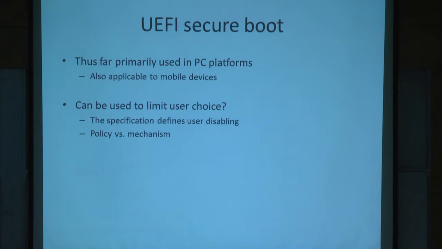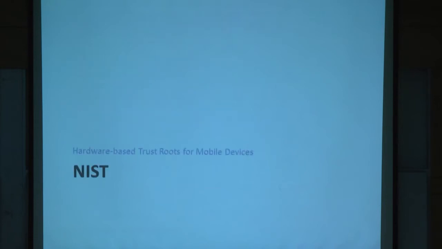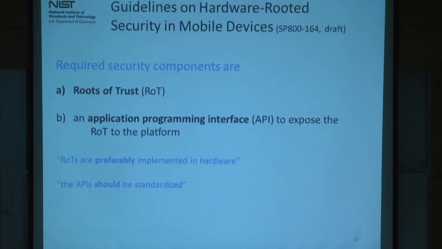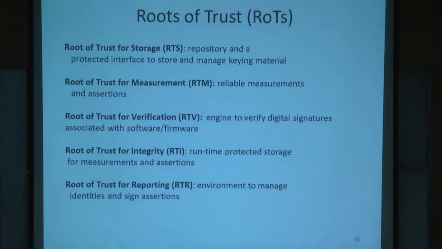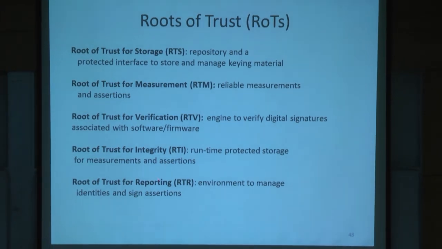other standards bodies. So NIST, it's not a standard in the sense that they don't dictate how something should be done, but they rather try to clarify the different types of trust roots that should be on a device to be able to build up the kind of trust that we talked about. So they call them roots of trust that have been implemented in hardware, and they identify a bunch of different roots of trust, like roots of trust for storage and for measurement, verification, integrity, and reporting.